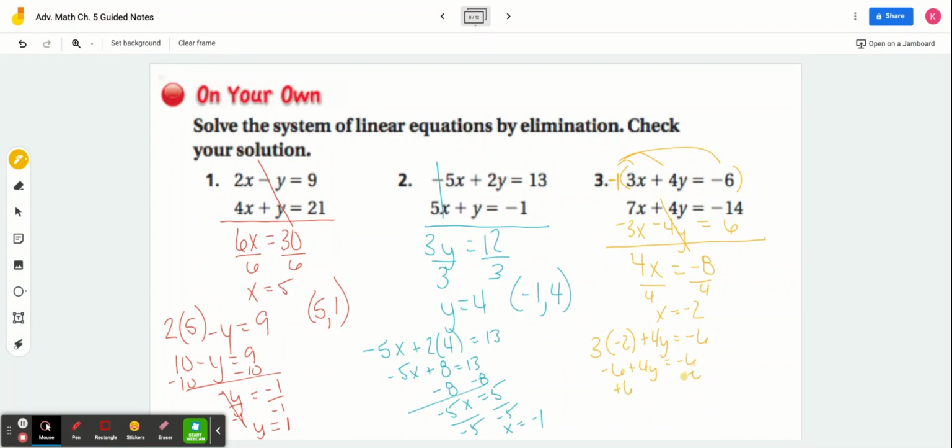Add 6 to both sides to find out that 4y is 0. So y is 0. So here we can have our ordered pair of negative 2, 0.